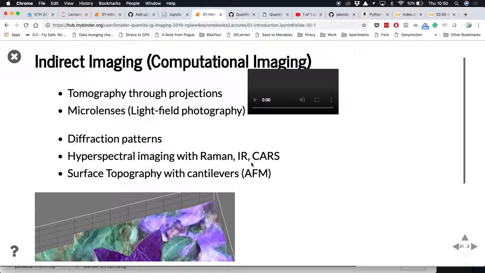So through computational imaging, we have the same sort of problems. With tomography, you're rotating a sample and you're able to get a 3D image by taking a number of 2D images and then reconstructing them into the whole 3D object. Micro lenses, like for light field photography, you have arrays of micro lenses where you capture different angles at different positions on your sensor. That doesn't give you an image, you have to take all that information, put it together in order to extract one. Diffraction patterns, as we showed before, hyperspectral imaging, surface topography.